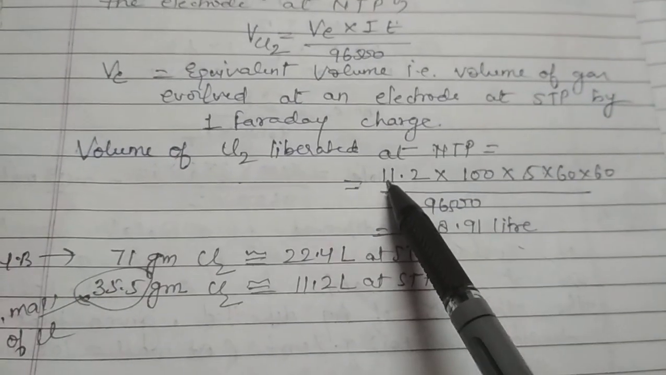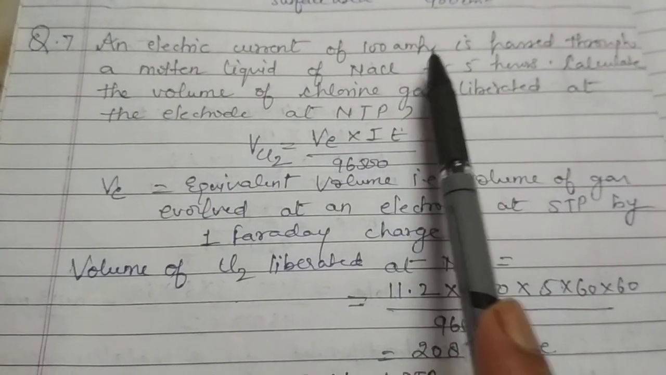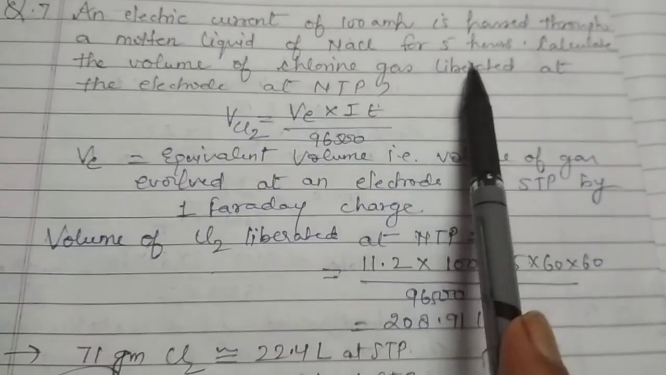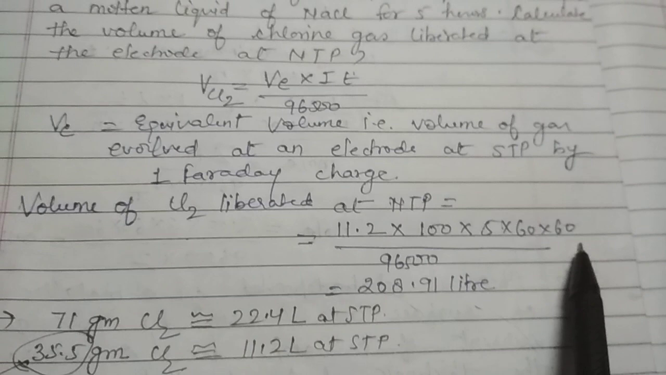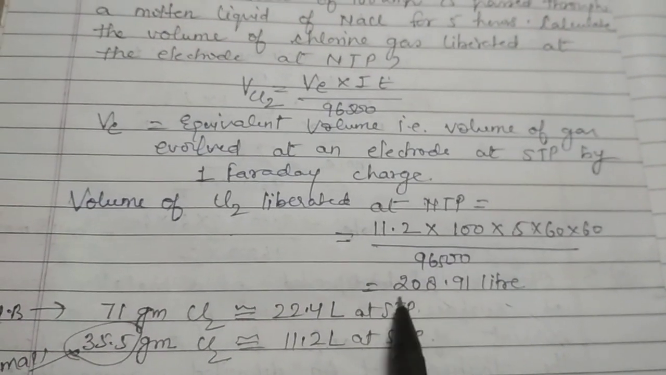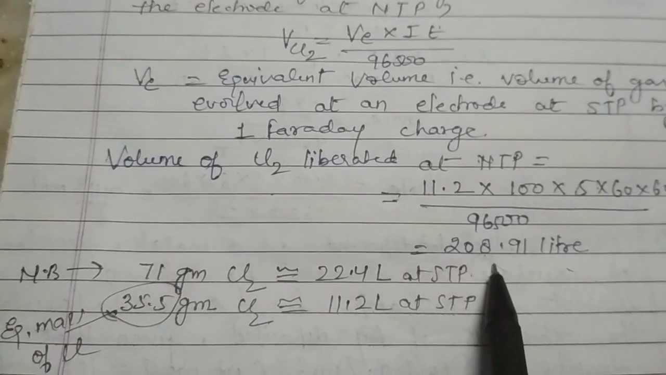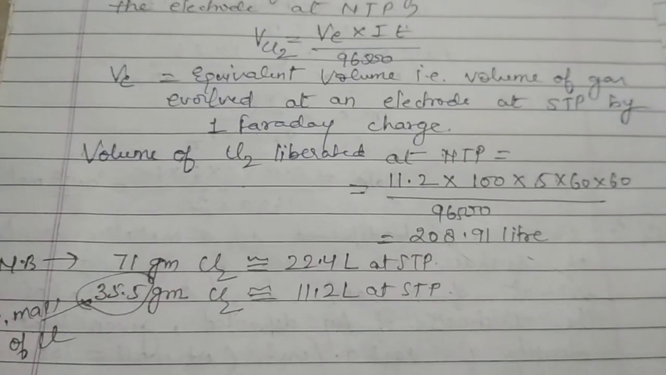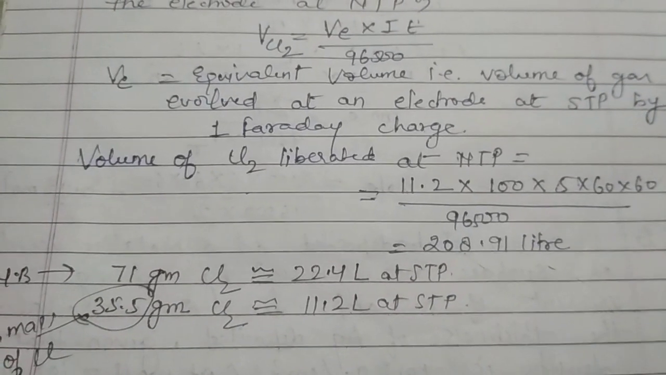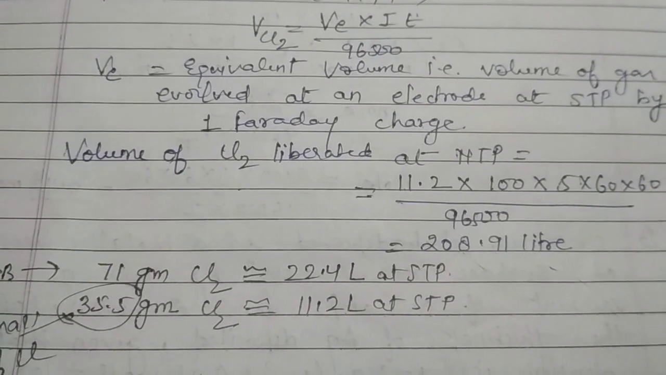So we have written 11.2 here. The value of current is given as 100 ampere. The value of time is given as 5 hours. So 5 into 60 into 60 converted into second upon 96500. And like this, we would be able to calculate the volume of chlorine liberated at NTP. So like this, you can calculate the volume of any of the gas liberated at NTP by calculating the equivalent volume.